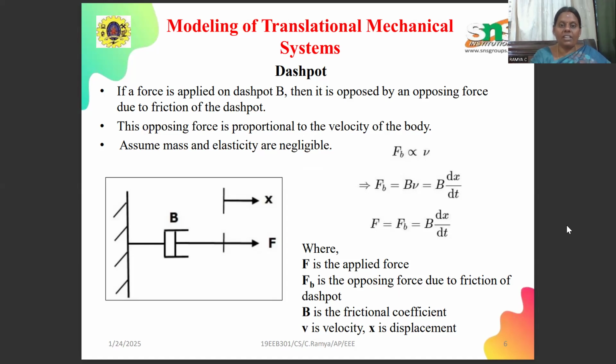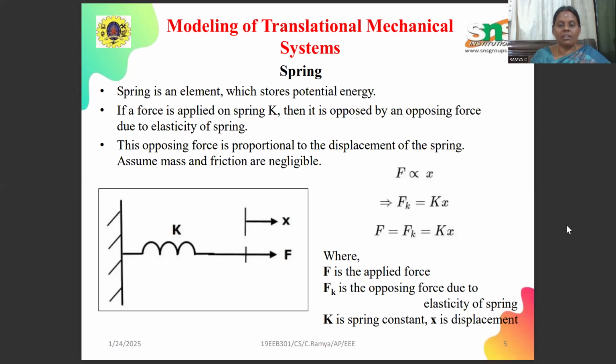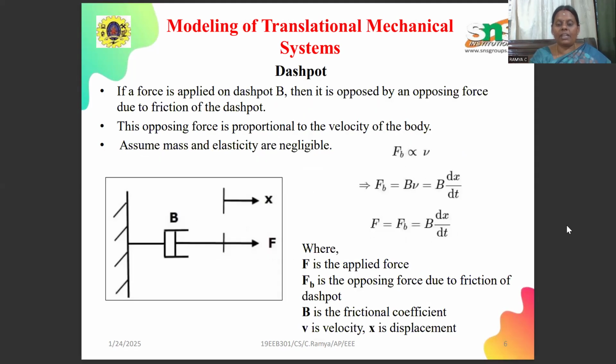So I hope you have understood the representation of these three elements. Finally, for mass, we represent F as m into d square x divided by dt square. For the spring, we have the force as k into x. For the dashpot, we represent F as B into dx by dt. So let me continue this translational mechanical system in the next video.